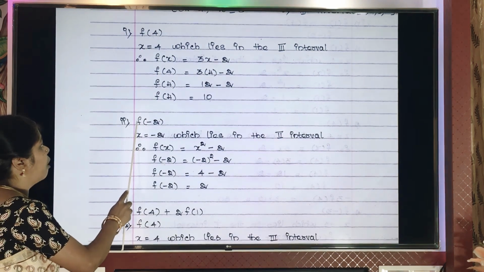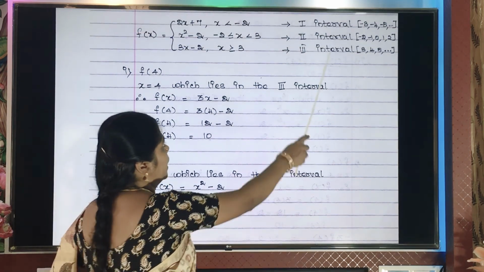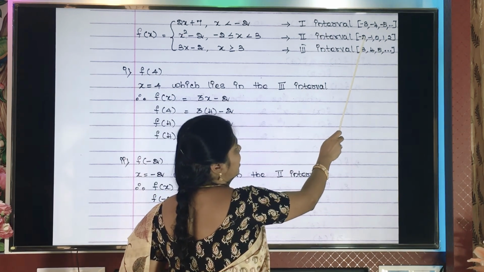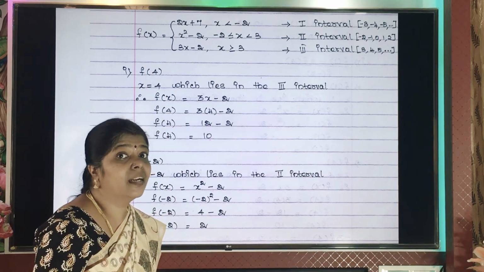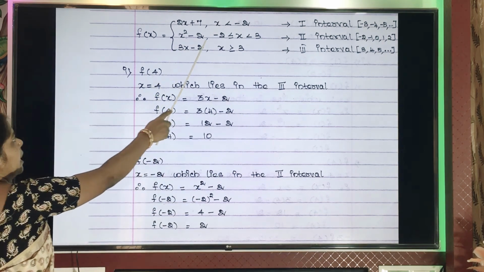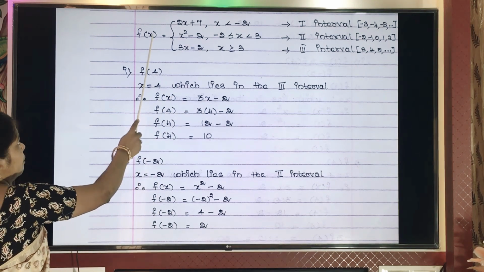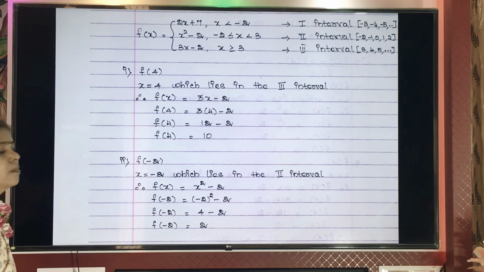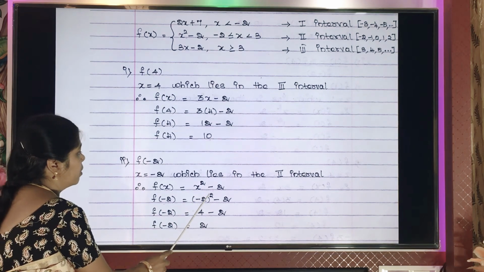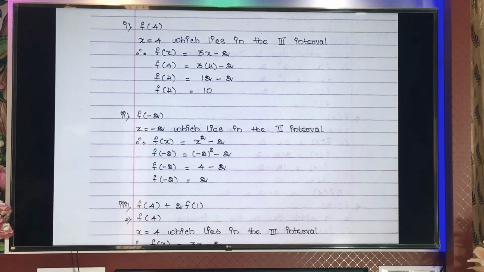Now I want f of minus 2. Find out where minus 2 is. First interval? No. Yes, in the second interval it is available. So what function will I take? The second function. What is the second function? x squared minus 2. So when x is minus 2, I will take f of x as x squared minus 2. Understood? Now in the place of x, I substitute minus 2, the whole squared, minus 2. 4 minus 2, the answer will be 2. Yes, go to the third one.